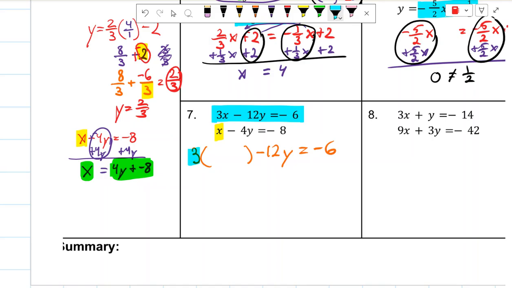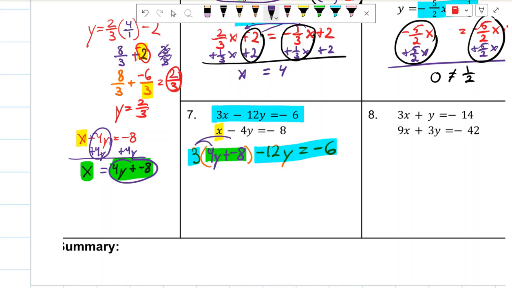And you can see that 3 is there, and the rest of the problem is there, but we replaced the x with a parentheses because we're going to use substitution. And in this spot, we're going to put the value of x. Well, we know what the value of x is now. We know it is 4y plus negative 8. So now we're going to simplify the left side.